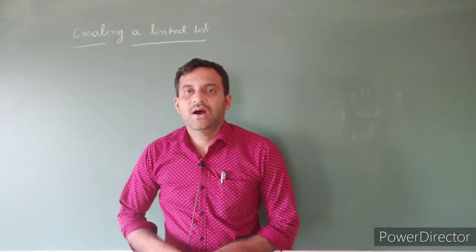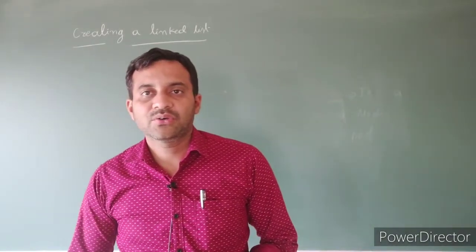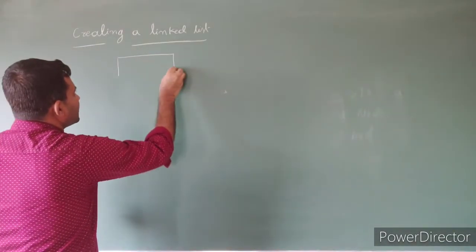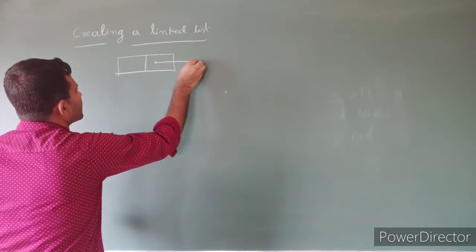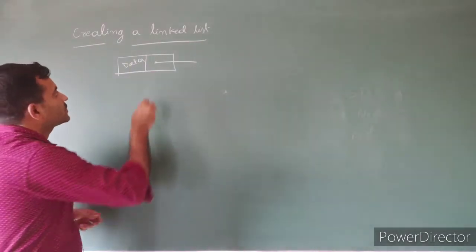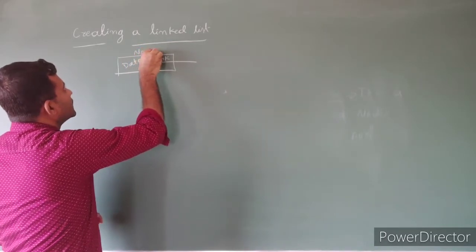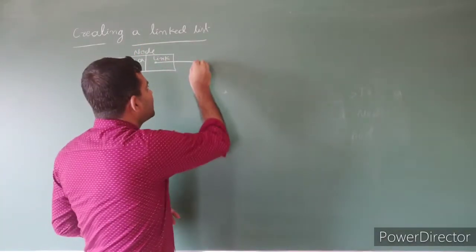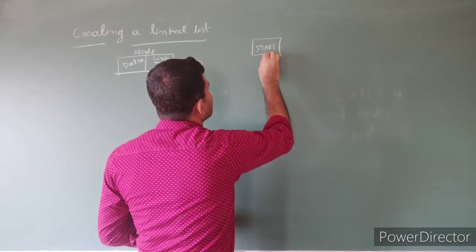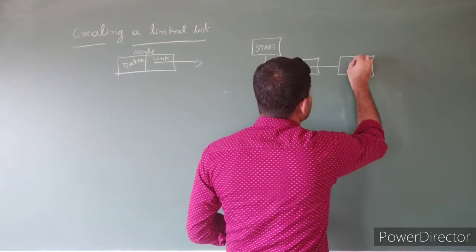Next we discuss how to create a linked list. Before going to create a linked list, we have to create a node. Here node is a combination of both data and link. Linked list is a collection of nodes. First have a start address. Next it is a linear collection of nodes.